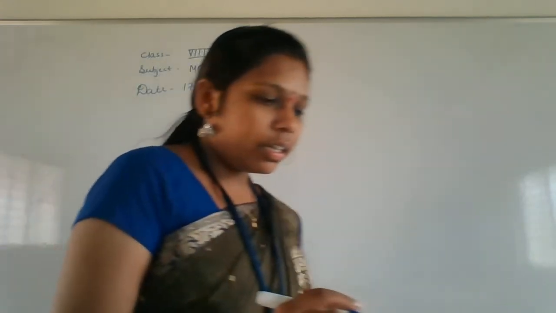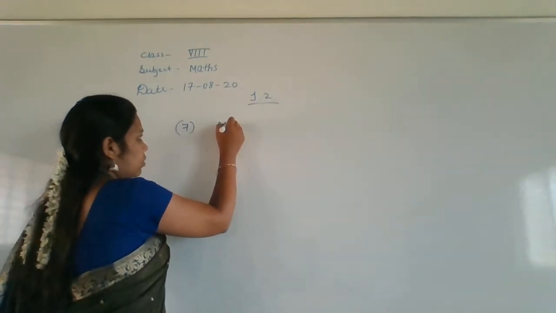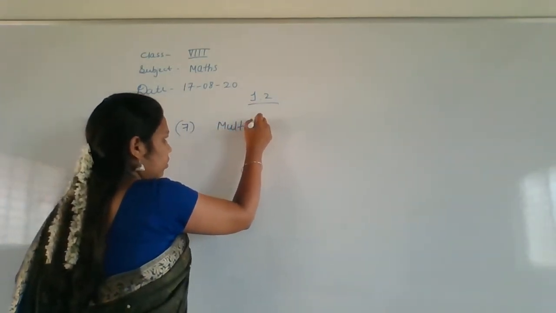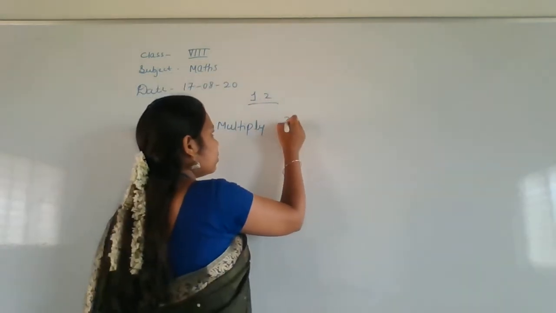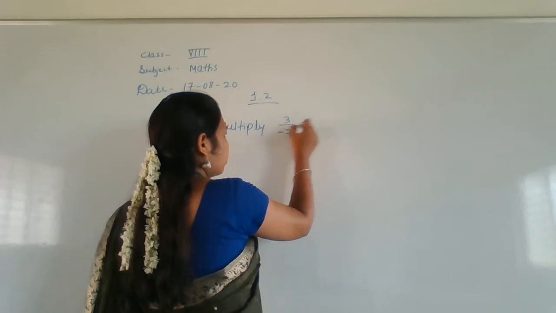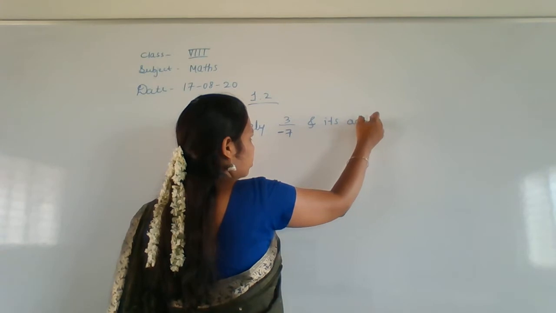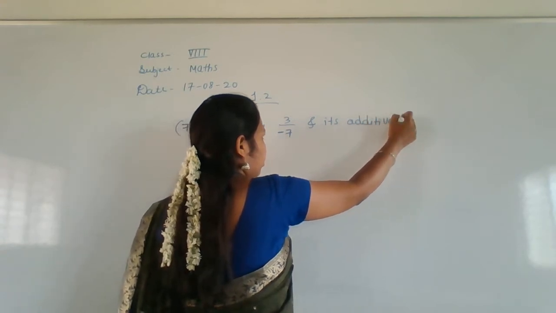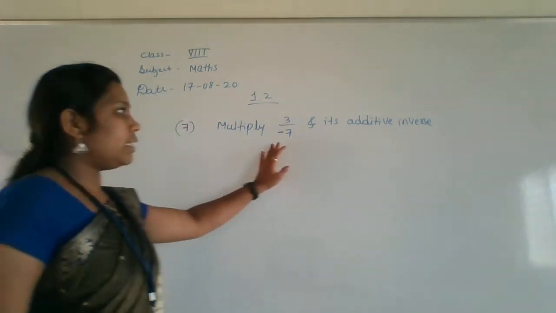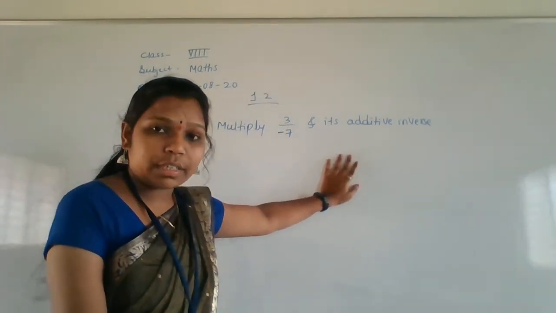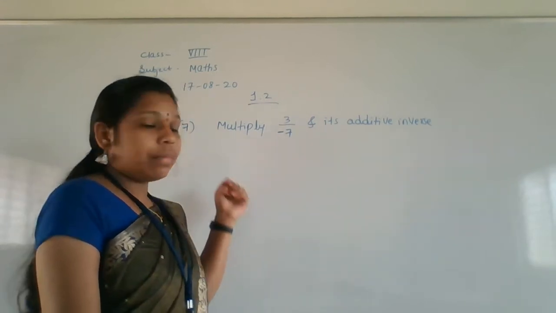Seventh one. See, multiply 3 by minus 7 and its additive inverse. Okay, so we have to multiply 3 by minus 7 with the additive inverse value. What is the additive inverse of 3 by minus 7?